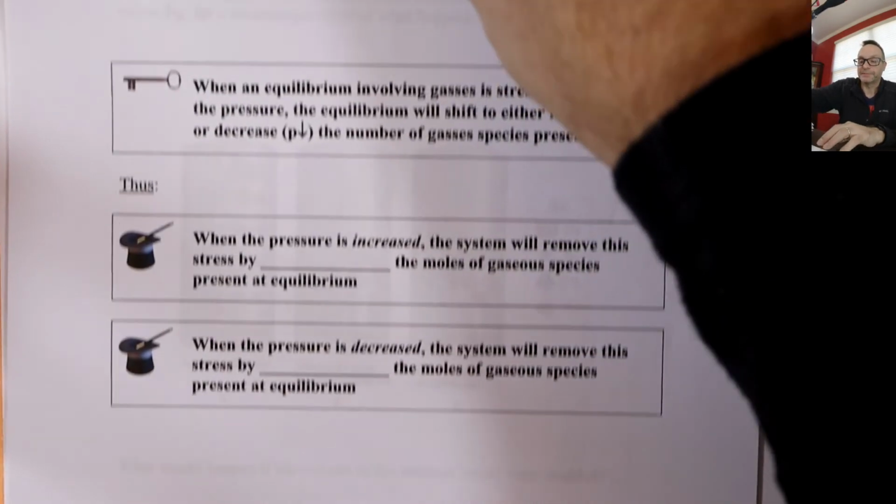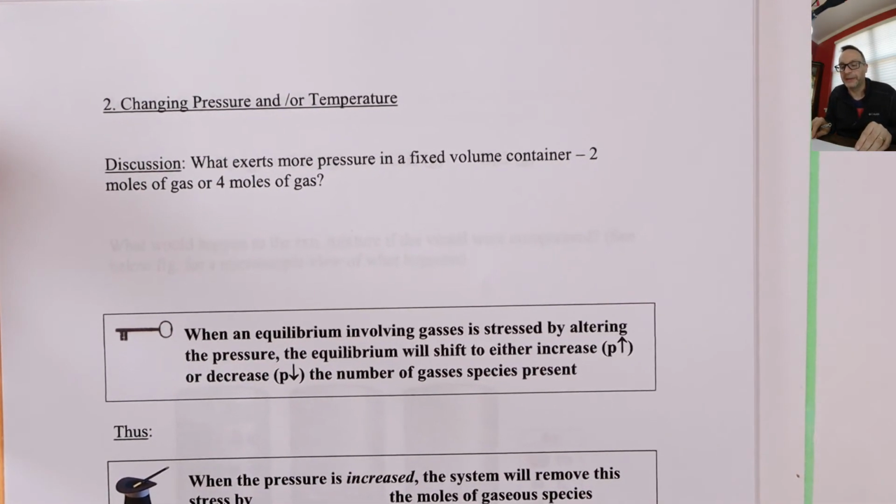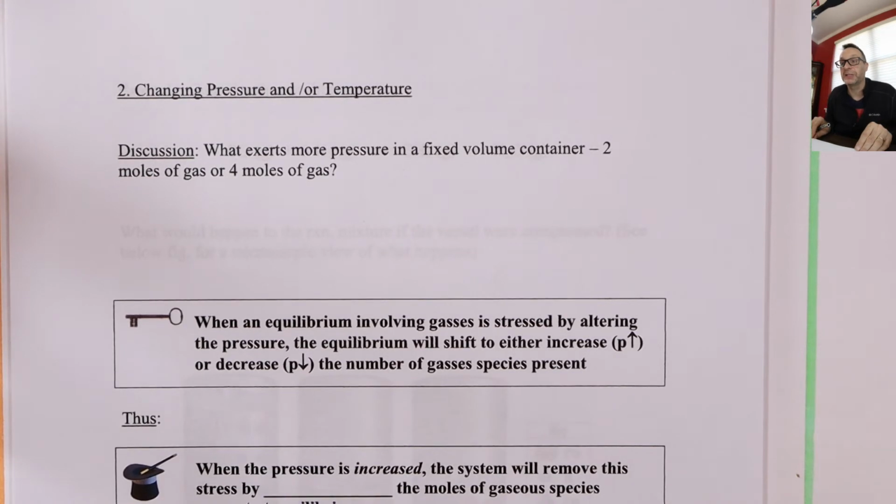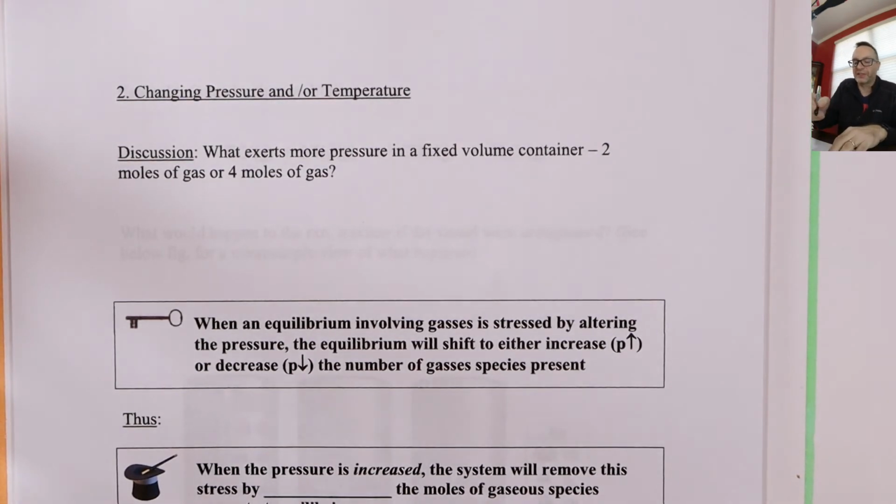All right, now, so we can kind of expand on that a little bit. Okay, we can look in more detail at changes in pressure and temperature and how we can use those changes to really make more products when we're a chemical engineer. All right, so simple question. What exerts more pressure in a fixed volume container?